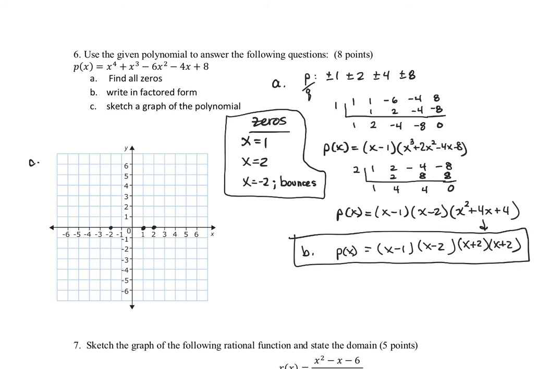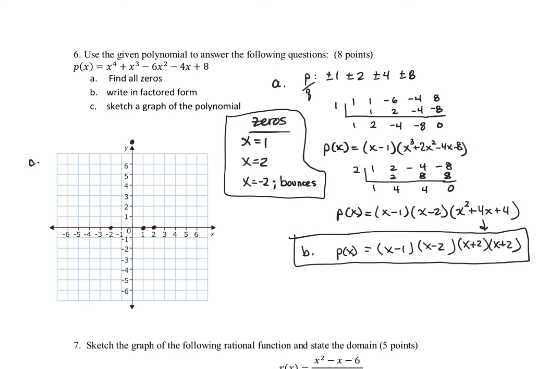And then we need the y-intercept. Remember, the y-intercept occurs when x is equal to 0. So if you plug in a 0 for all of the x's here in general form, or for all the x's here in factored form, you would get (0, 8) as your y-intercept. And then the degree is degree 4.